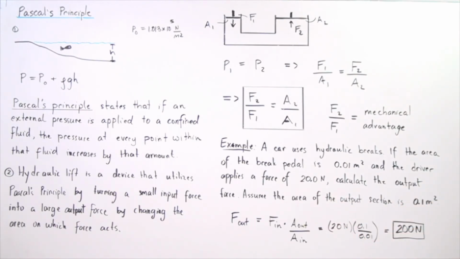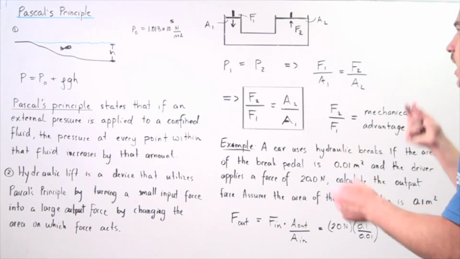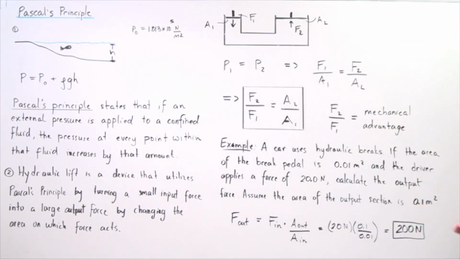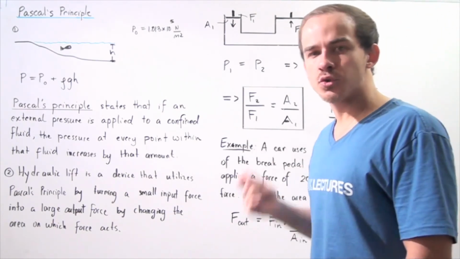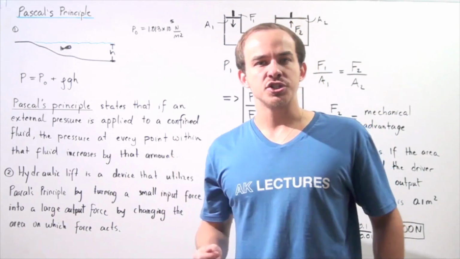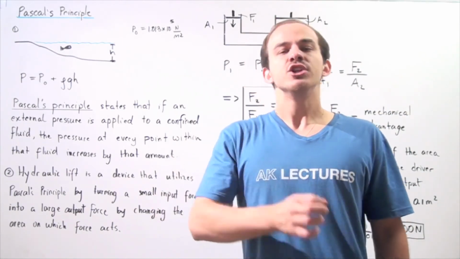So we see that because the area of the output piston increased by a proportion of 10, that means the output force also has to increase by that same proportional amount. So it goes from 20 to 200.